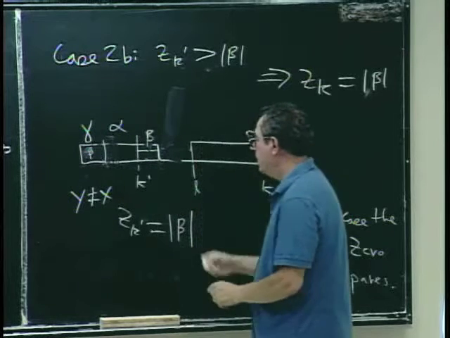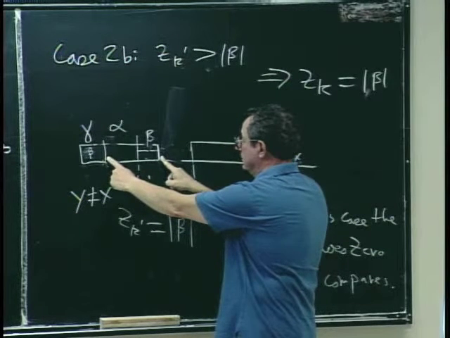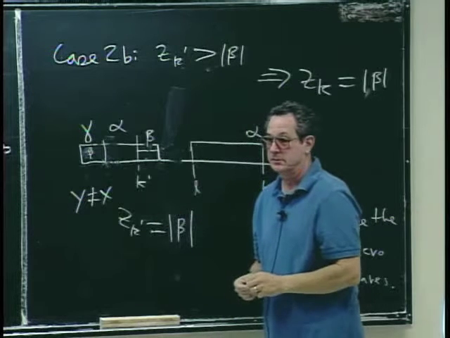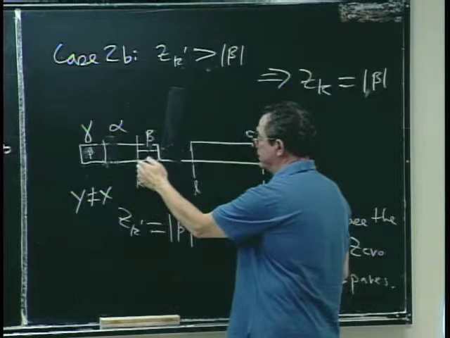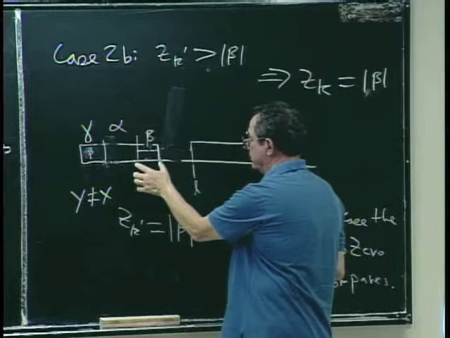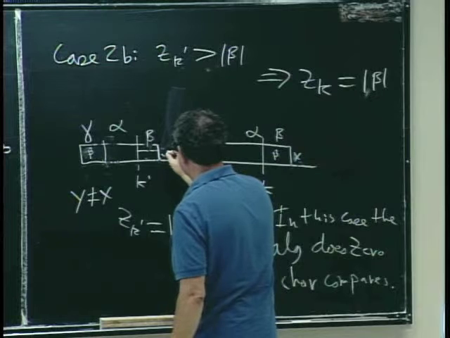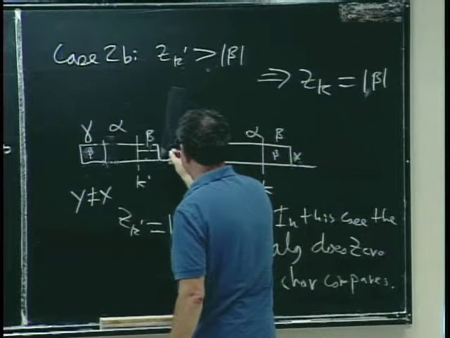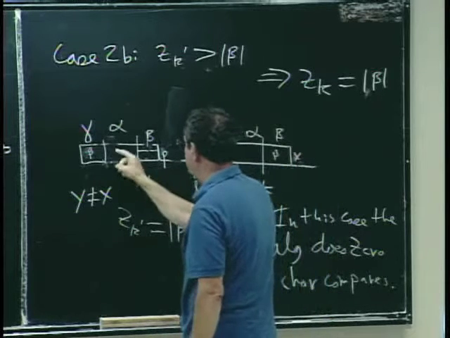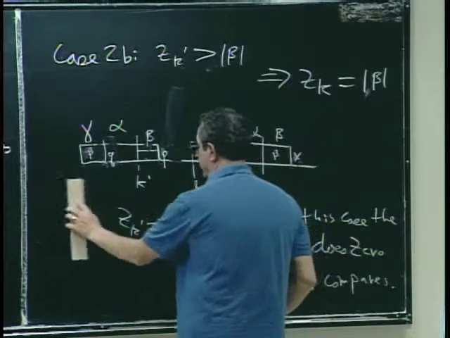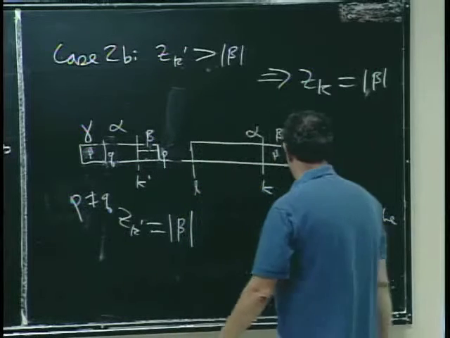Okay. Now, what can we say about these two characters? Same or different? They've got to be different because we know that the length of the longest substring that begins at k prime that matches a prefix is just beta. All right? So let me label this. I'm going to use something new. Let me label that P. And this one is Q, where P is not equal to Q. Right? So we got that.